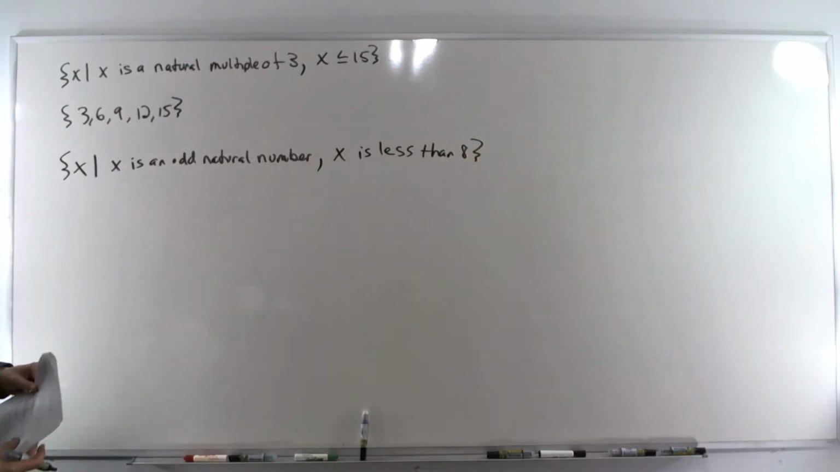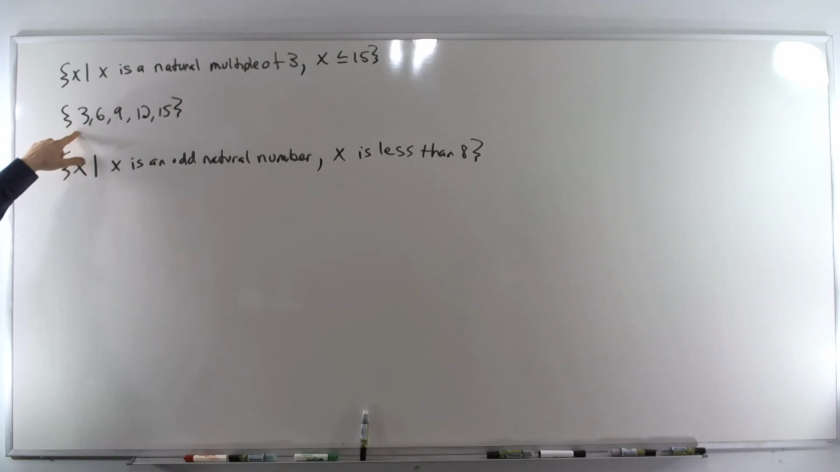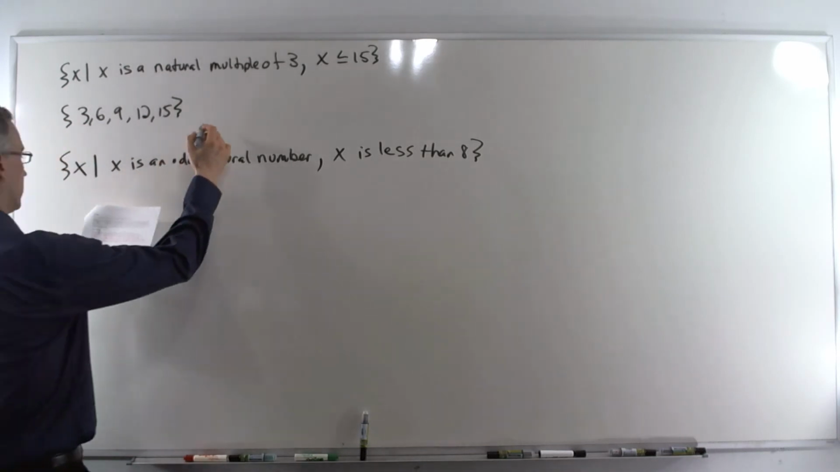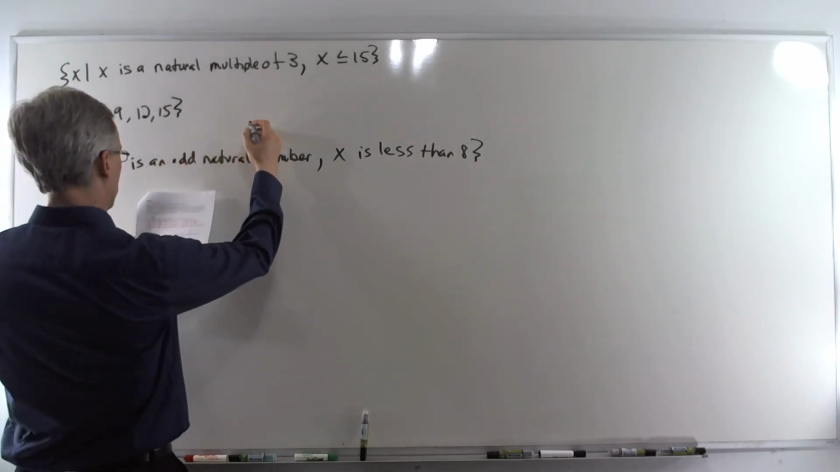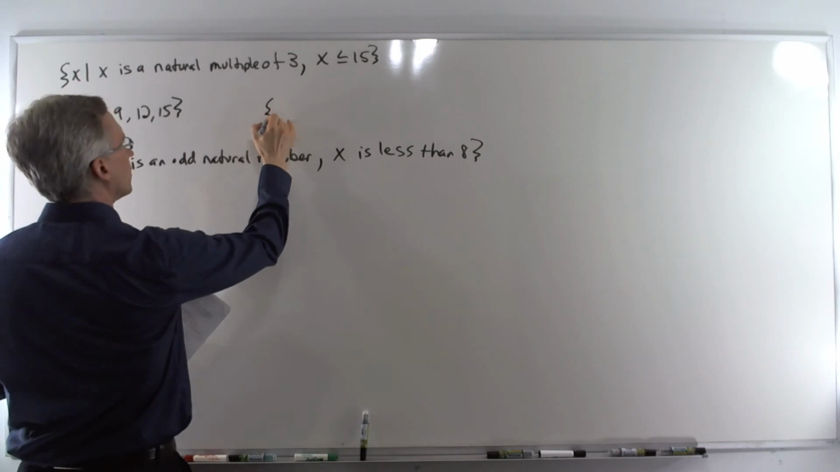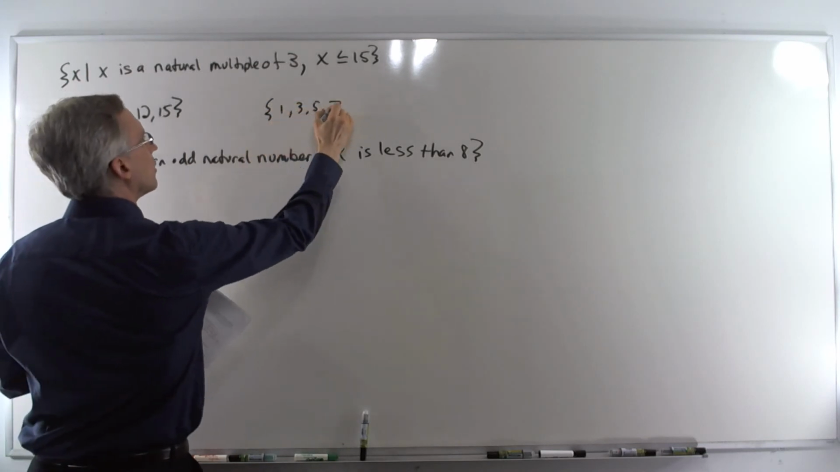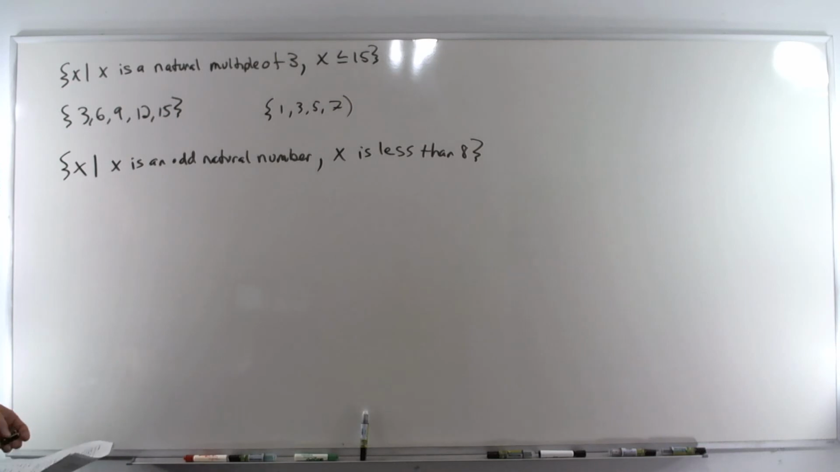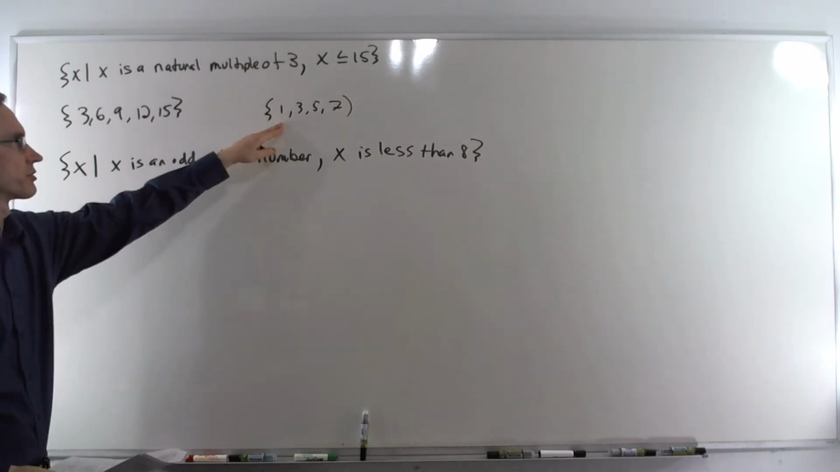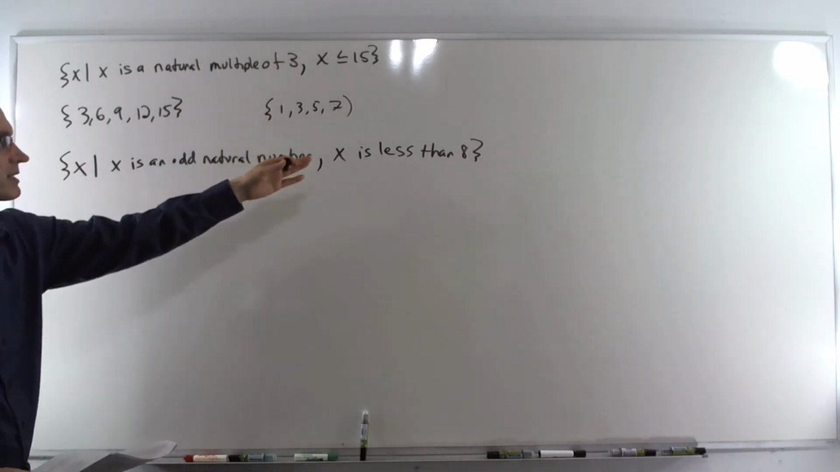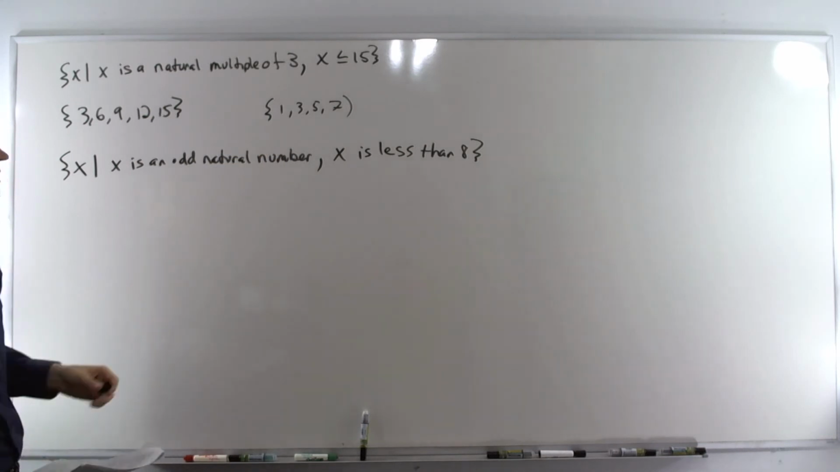All right, so there's one way of writing it. You've got the natural numbers. So this one, it is 1, 3, 5, 7. Okay, so we've got all odd numbers, they're all natural numbers, 0 is not in the set, and x is less than 8. So that is a complete description of that set.